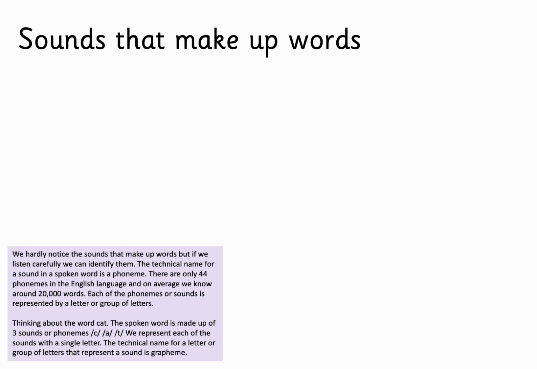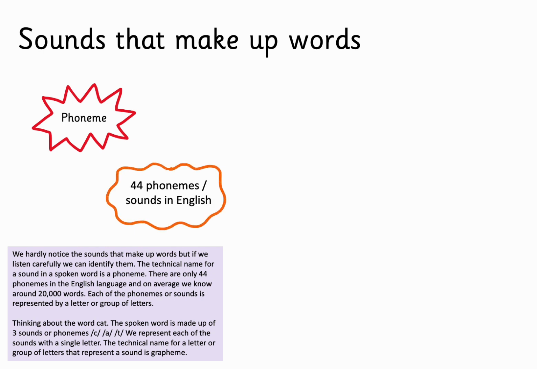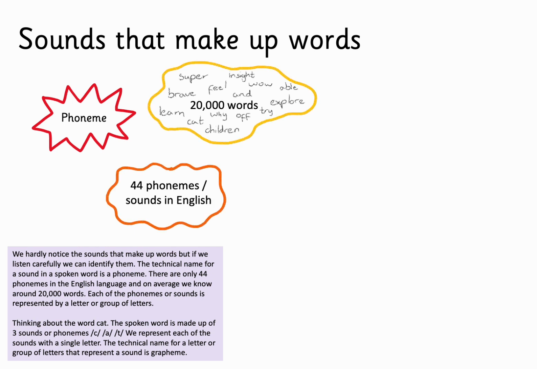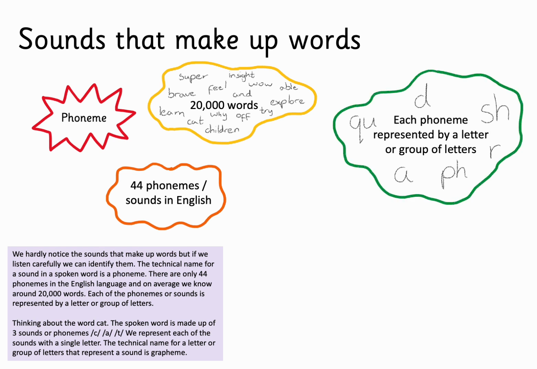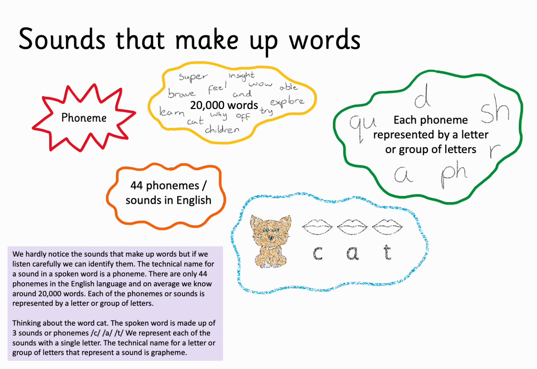We hardly notice the sounds that make up words, but if we listen carefully, we can identify them. The technical name for a sound in a spoken word is a phoneme. There are only 44 phonemes in the English language, and on average we know around 20,000 words. Each of the phonemes or sounds is represented by a letter or group of letters. Thinking about the word cat, the spoken word is made up of three sounds or phonemes: k, a, t. We represent each of the sounds with a single letter. The technical name for a letter or group of letters that represent a sound is grapheme.